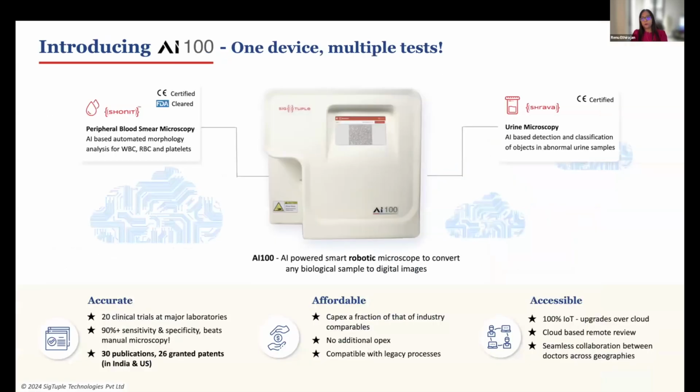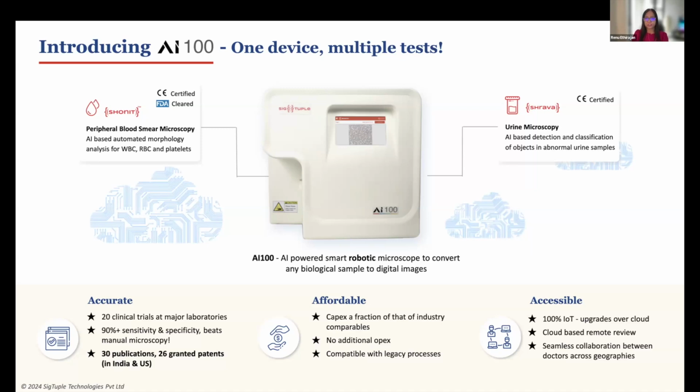I think all of you are very familiar with our device, which is the AI100. It's one device with multiple solutions. The two most important solutions, in fact our flagship solution, has been Shonit, which is CE certified as well as FDA cleared as of today. It's used for the AI-based automated morphological analysis of WBCs, RBCs, and platelets. And we have a urine microscopic solution where we look at the classification of the objects in abnormal urine samples. The most important thing is that you could do this with remote-based access.